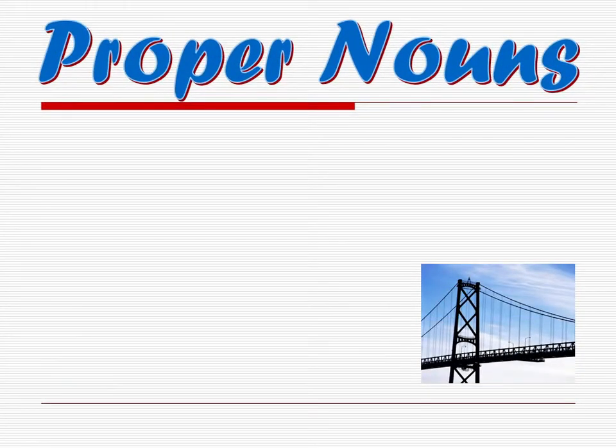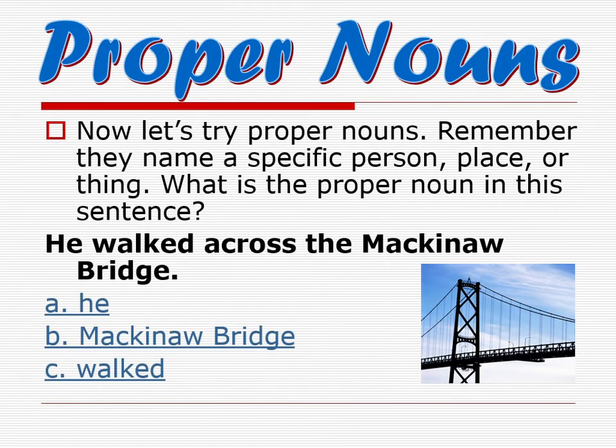Now let's go into the examples of the proper noun. Now let's try proper noun. Just remember that a proper noun is the name of a specific person, place, or thing. So what is the proper noun in this sentence? He walked across McKenna Bridge.